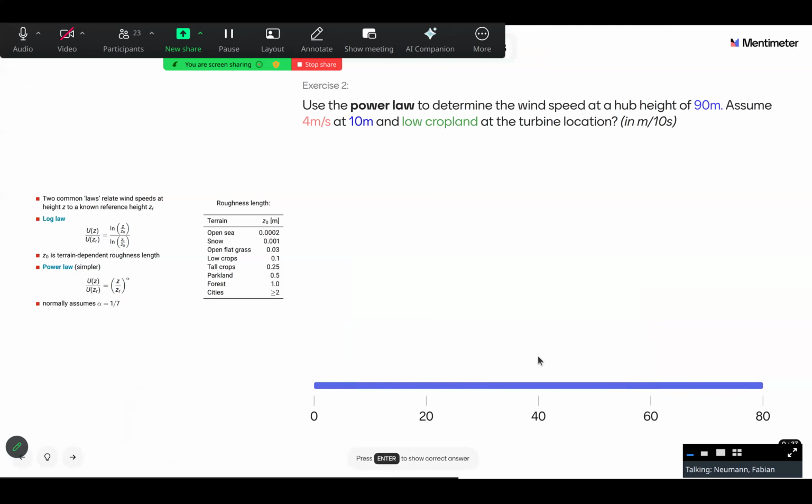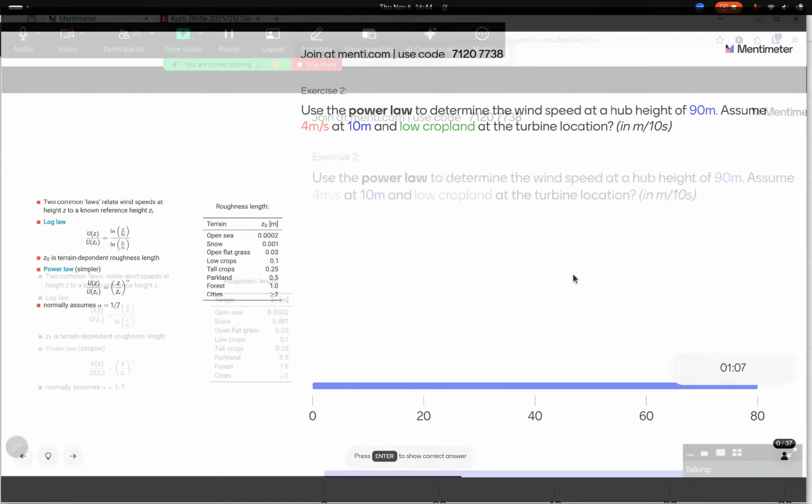Okay, that's quite good. We can do the same quickly with the power law, but this time without my help. The input values are exactly the same, at least. Again, maybe 1.5 minutes to calculate.